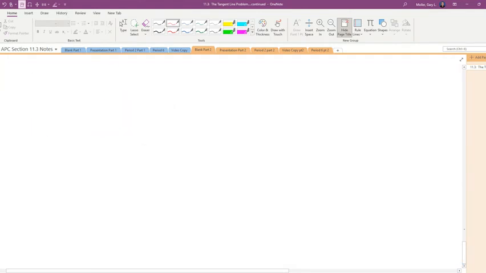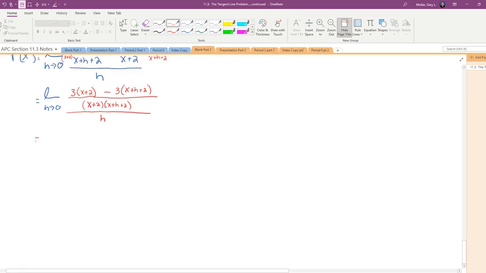All right, got some algebra to do. Jump too far. Equals the limit as h goes to 0 of 3x plus 6 minus 3x minus 3h minus 6 over x plus 2 times x plus h plus 2. Hopefully everybody understands why I'm simplifying the top but not the denominator. Think about the answer to that and talk to me if you're unclear.